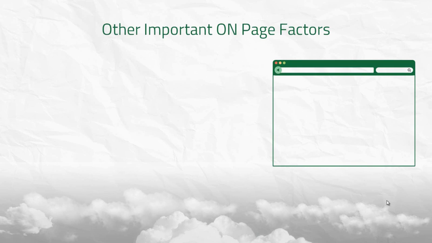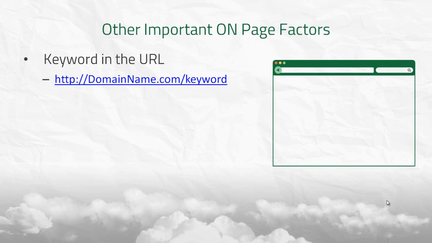Okay, so let's quickly look at some other important on-page factors that you want to keep in mind. You want to make sure that the keyword is found in the URL. Now this applies only to sub-pages, because you can't do this with the home page, since the home page is just the domain name. But all your category pages, all your products, all your other pages have what's called a sub-page. So basically it's your domainname.com/whatever page they're on.